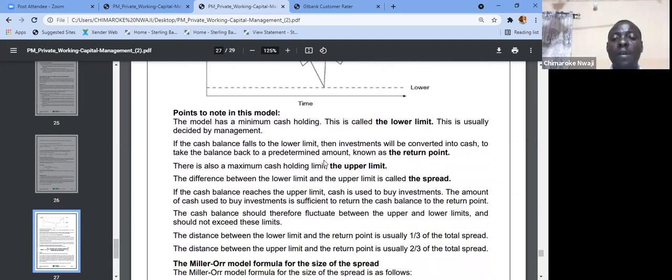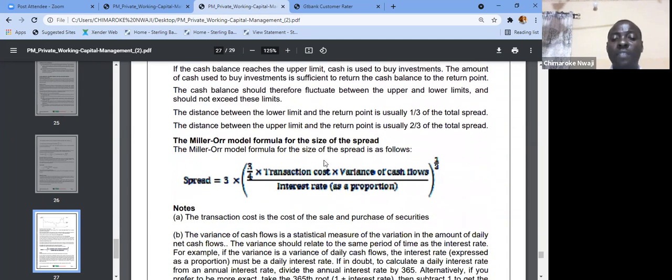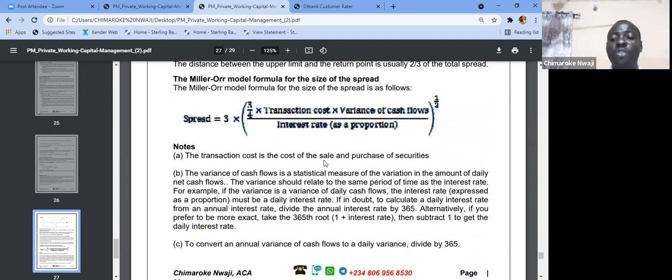So all you need to do is to learn this formula, and I will teach you how it is interpreted. The first thing to do when you are given anything with the Miller-Orr model is to find the spread, whether you are told to find it or not. It's a requirement. Now the spread is 3 times big bracket 3/4 times transaction cost times variance of cash flow all over interest rate as a proportion, close the bracket, raised to power 1/3.